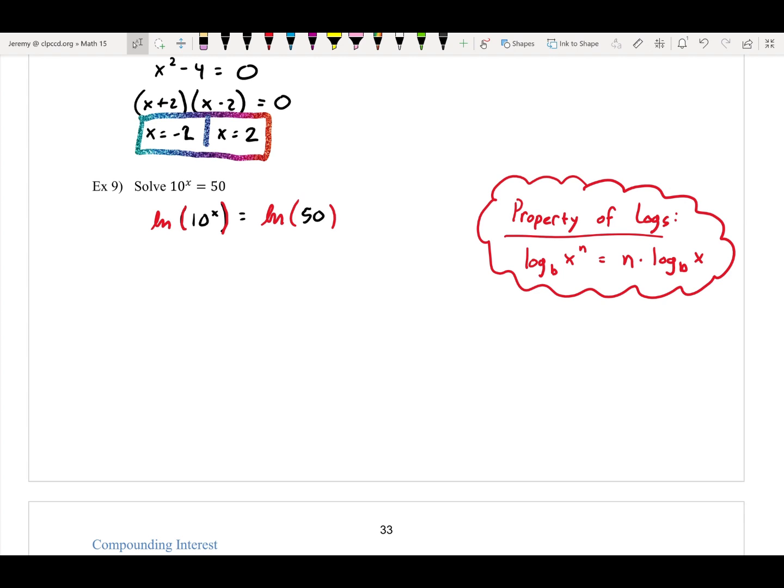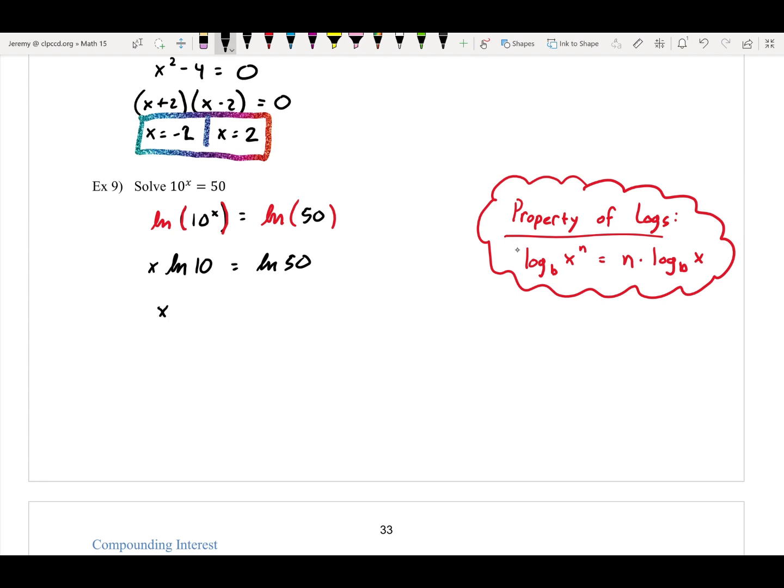So here's what I can do. Looking back to the problem at hand, I can bring this x out in front, and then I'll just have natural log of 10 and still just natural log of 50 on the other side. And now that x is out of the exponent's place, because it's a big challenge when we have a variable in the exponent's place. How do we isolate that variable? This is how we do it.